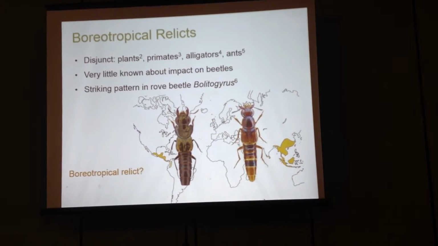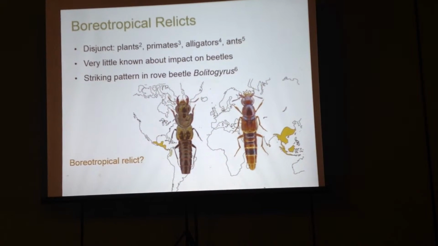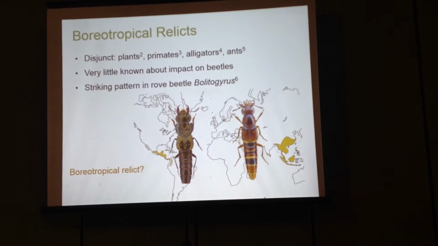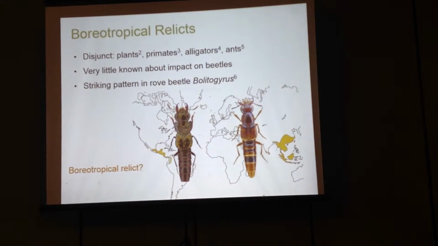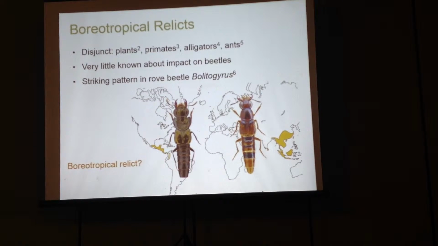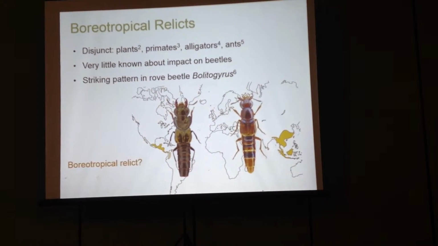So Bolitogyrus is the perfect PhD genus, I would say, with about 30 species in the Neotropics, mostly in Central America, and about the same number in Southeast Asia. And this kind of disjunction made us think that maybe this is a good group to test whether it could be a relic of the former boreotropics.